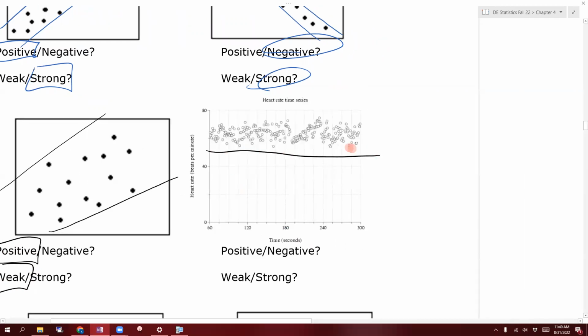Here, because our guidelines form a band that is horizontal, we have no association. Again, if our points form a horizontal band, there's not going to be an association because we have to have a predictable change in y when we change x.